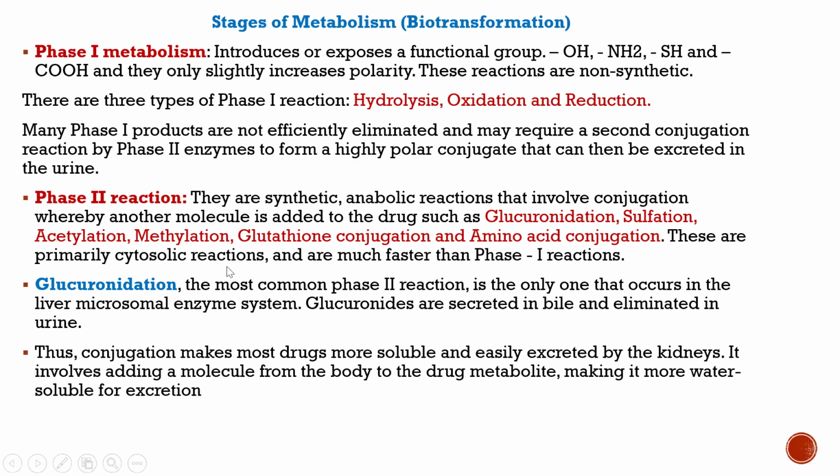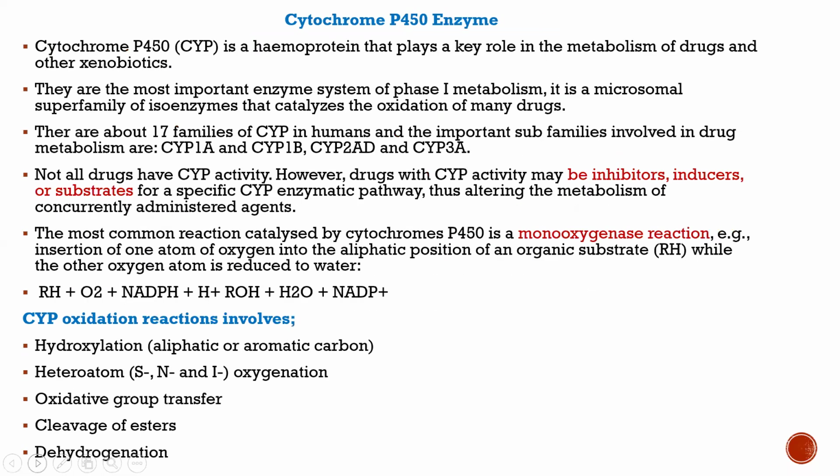We have the phase one and then the phase two reaction. So let's talk about a key, unique enzyme called cytochrome P450. What is this cytochrome P450? It's a hemoprotein that plays a key role in the metabolism of drugs and other xenobiotics. They are the most important enzyme system of phase one metabolism, which we just explained above. It's a microsomal superfamily of isoenzymes that catalyze the oxidation of many drugs.